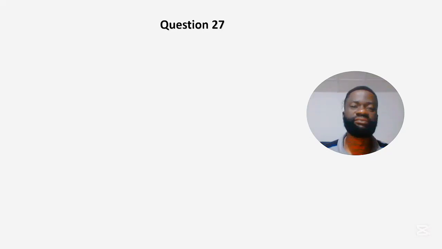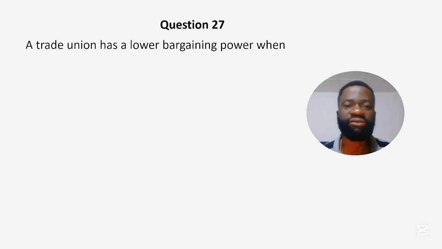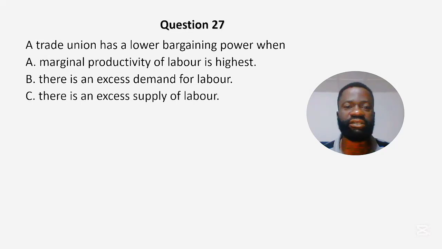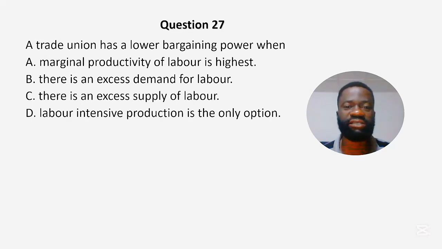Question 27. A trade union has a lower bargaining power when dash. Option A, marginal productivity of labor is highest. B, there is an excess demand for labor. C, there is an excess supply of labor. And D, labor-intensive production is the only option.